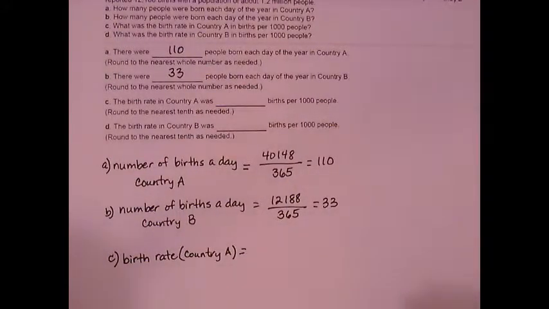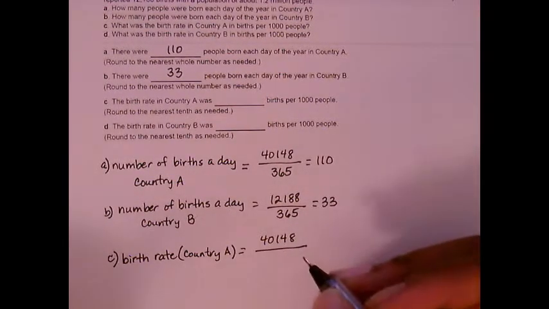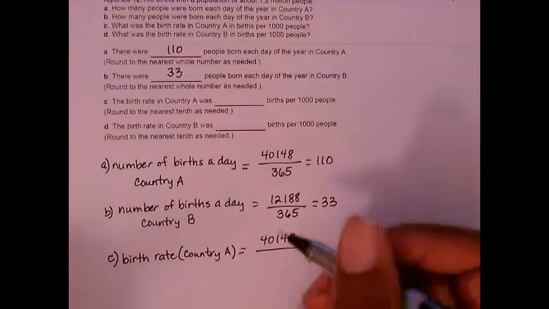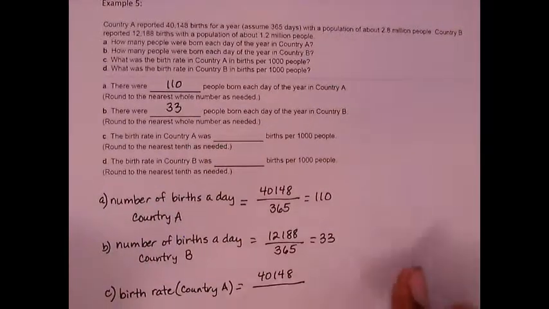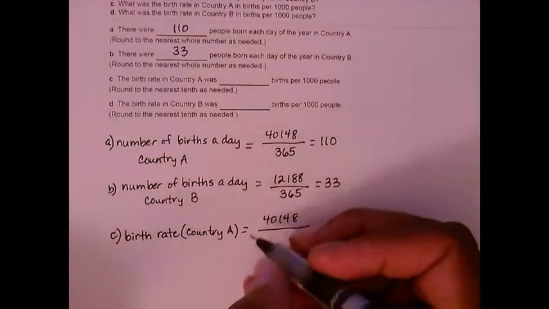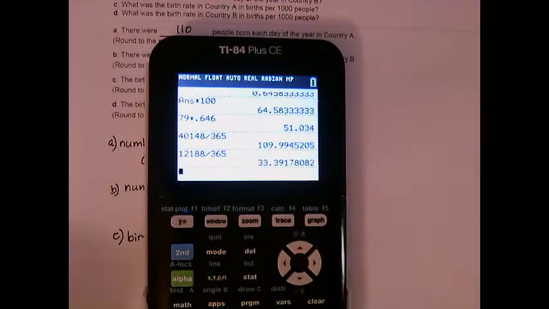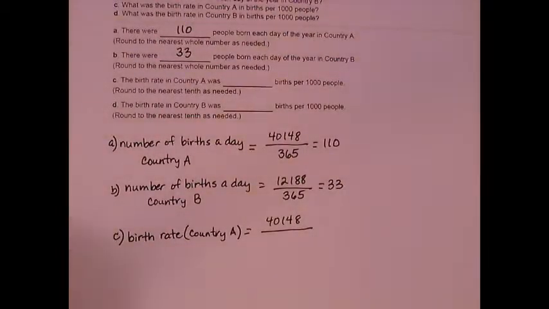you have to take the number of births that were in country A, which was 40,148, divide that by the population in country A. So here the population there was 2.8 million people. Okay, let's see, 2.8, and if it's in million, we have to multiply that by 1 million. That would give me 2,800,000.